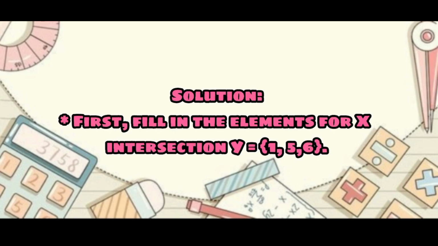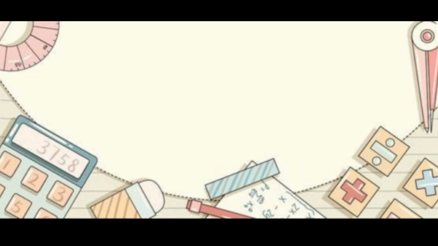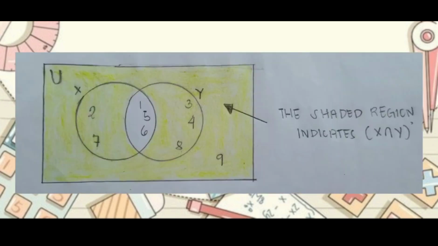Solution. A. First, fill in the elements for X intersection Y, which is equal to {1, 5, 6}. Fill in the other elements for X and Y and for U. Shade the region outside X intersection Y to indicate (X ∩ Y)'. So this is the Venn diagram for the complement of the intersection of sets.